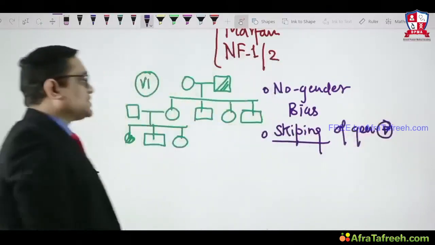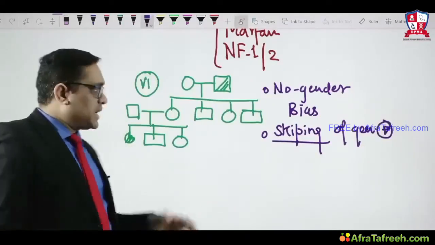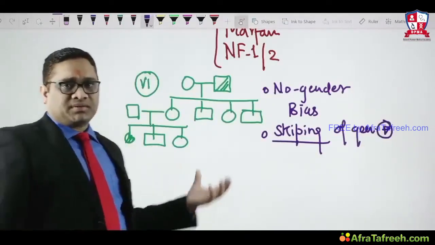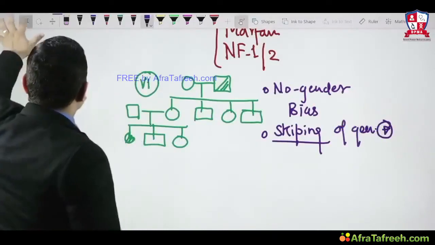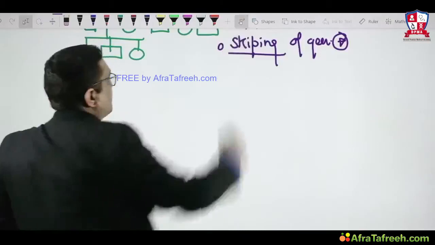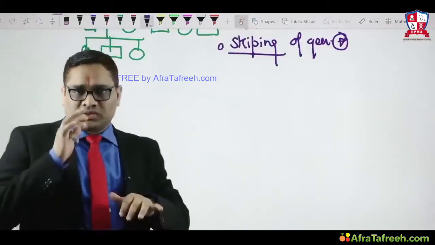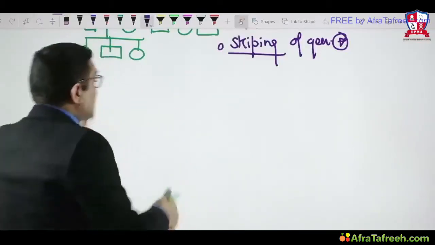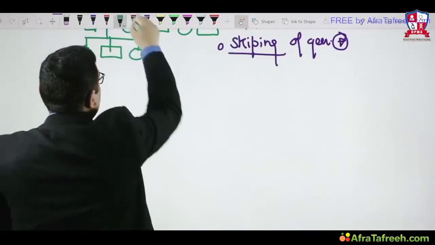So skipping of generation will be present and no gender bias will be there. So this will be autosomal recessive disorder. Here I want to explain one important question regarding autosomal recessive, and how we solve this question mathematically. Suppose I am talking about autosomal recessive disorder.